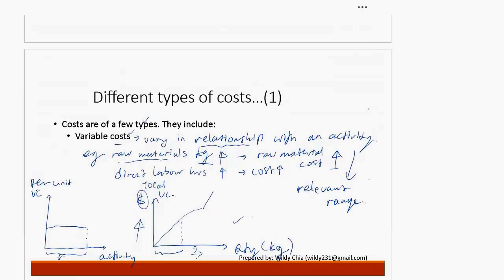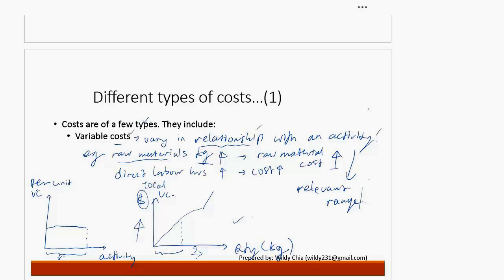One of the common examples is variable costs. Variable costs are basically a group of costs that tend to vary in relationship to an activity level. Which means it could be an example where there are more orders of materials, that results in more material costs. Or otherwise, there are more hours of work by your direct labor, and that results in more costs.